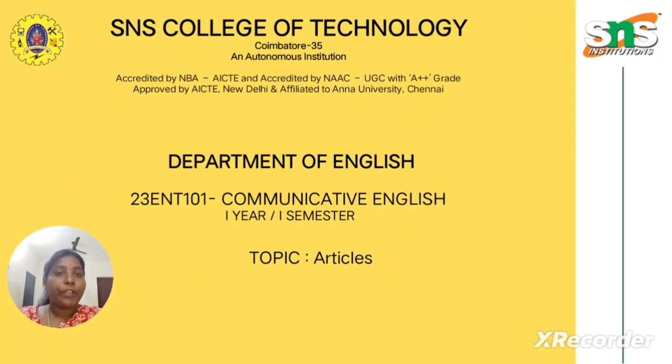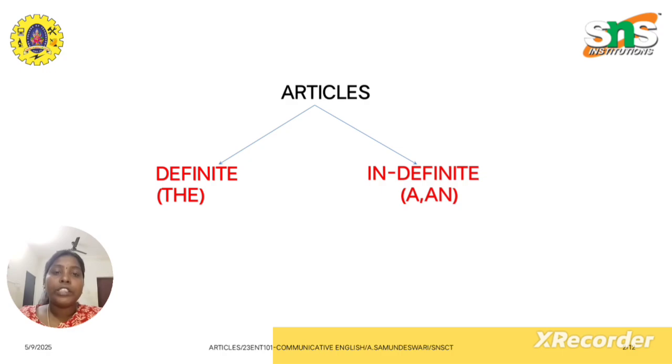In this lecture video series, we are going to discuss the topic articles. So, what is an article? An article is considered as one of the parts of speech. Articles help us to understand whether the given noun is a specified one or an unspecified one. To understand this easily, we place articles. This article can be divided into two parts: definite article and indefinite article.